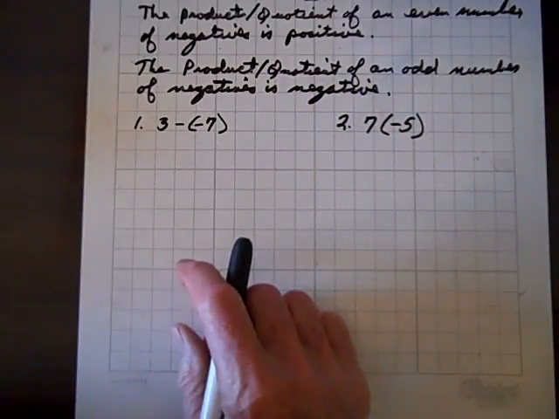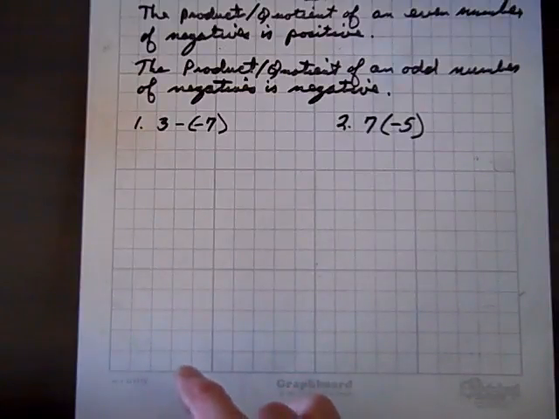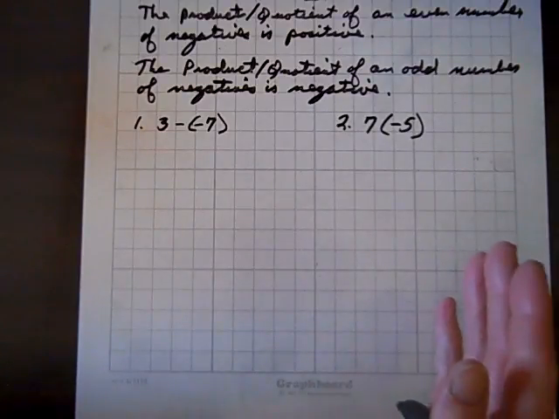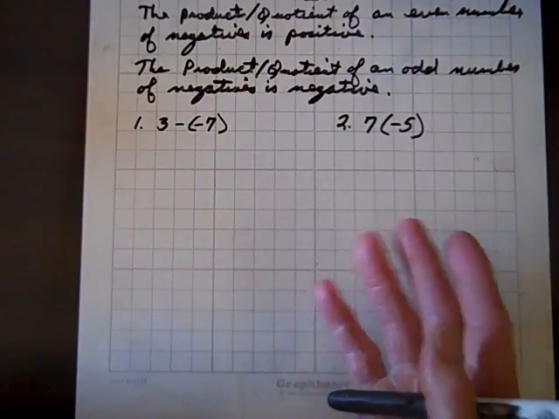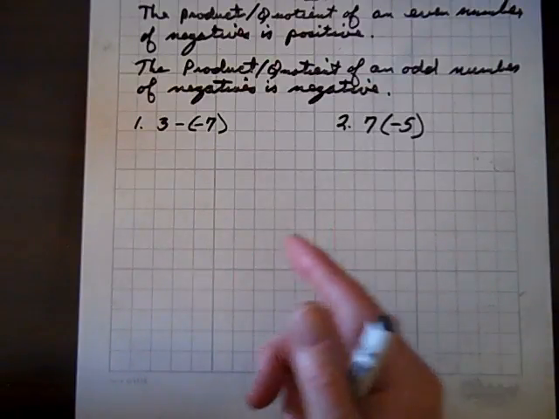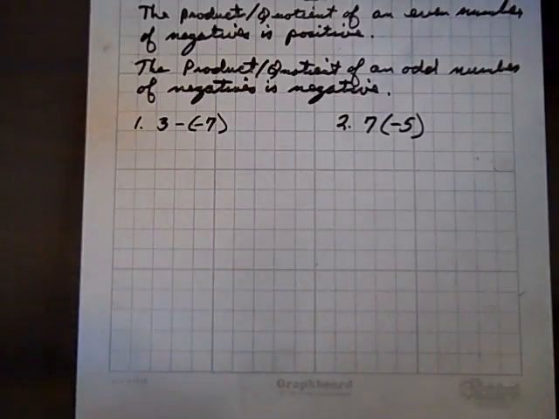So when we see a product involving more than one sign, we'll just count the number of negatives, and if it's an even number of negatives in that product, we'll know that that product will be positive. Otherwise, if it's an odd number of negatives, that product will be negative.